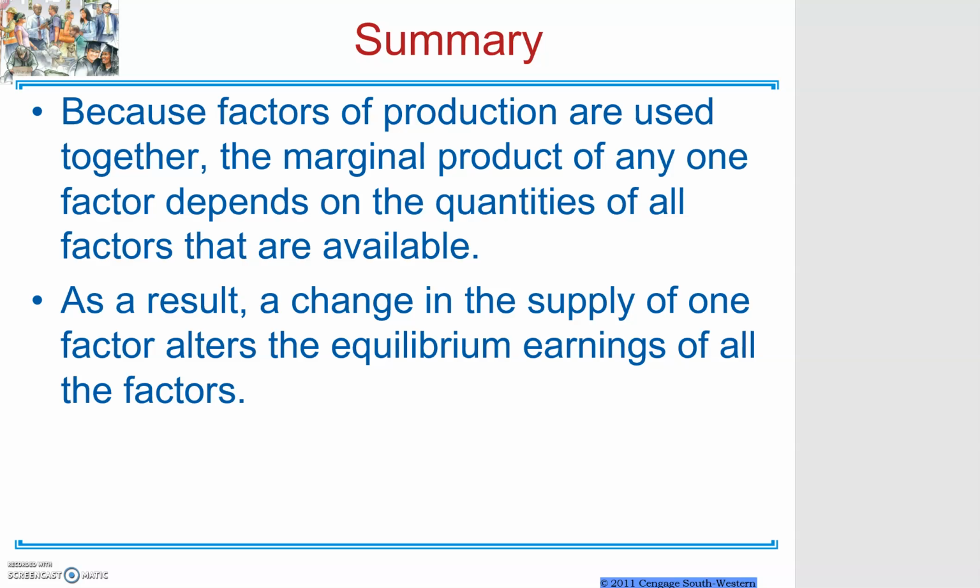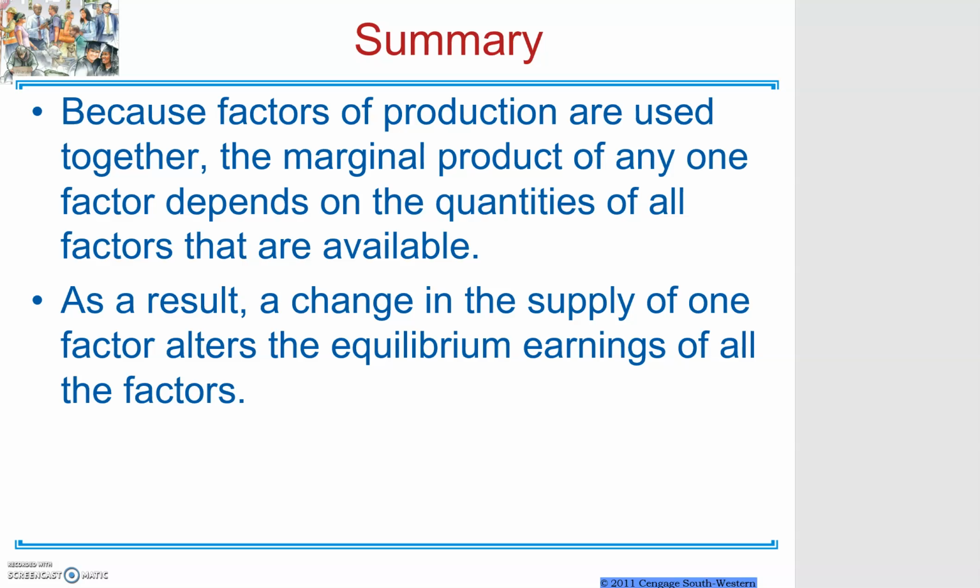And then next, because factors of production are used together, meaning land, capital and also labor, usually they are used together by a firm. So the marginal product of any of the factors depends on the quantity of factors that are available. It means here, the quantity of capital will determine the quantity of workers. Same with the quantity of land, it will also determine the quantity of workers. So the more capital, the more workers are needed, right?